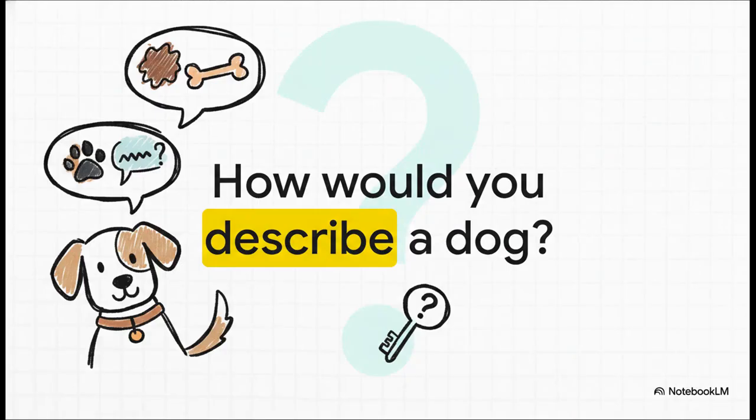But before we even touch a line of code, let's start with something we all get. How would you describe a dog? Seriously, take a second. What pops into your head? Is it the breed, its name, or is it the things it does? Like barking or wagging its tail. This one simple question holds the key to everything we're about to talk about.